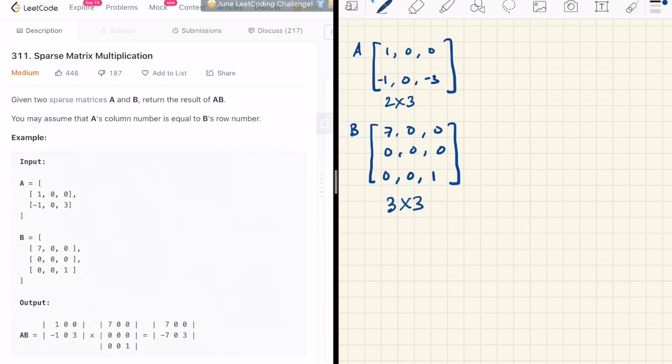Now, one thing I want to call out is that the instructions say you may assume that A's column number is equal to B's row number. So this piece here matches this piece here. That's an interesting clue. Also, if you read about how sparse matrix multiplication is supposed to work, it's supposed to be the dot product. So what does that really mean?